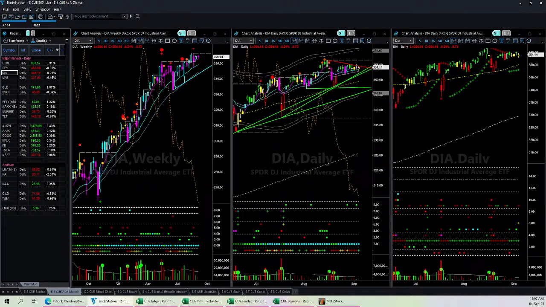DIA, not so bullish as SPY and QQQ. Why? Because it is not in an uptrend. It is inside a triangle pattern. So it's moving sideways for short-term trading purposes. Over longer term, it is of course in an uptrend.